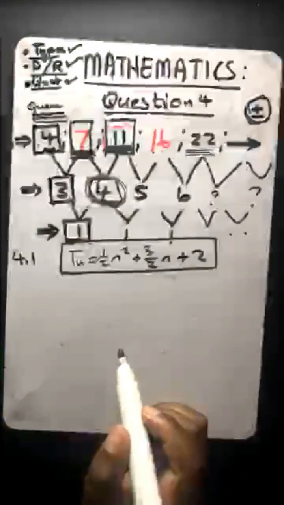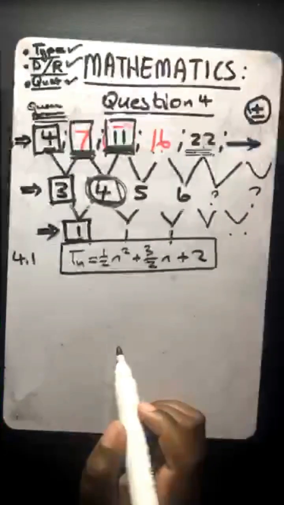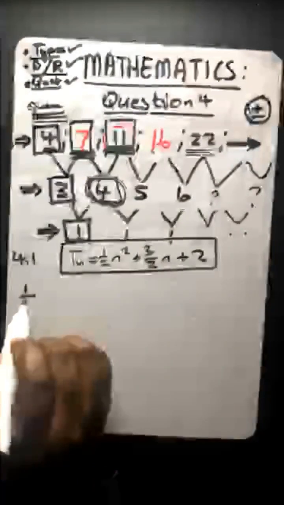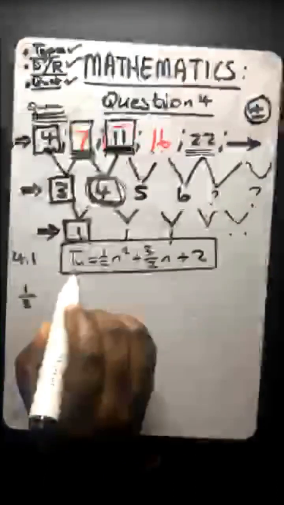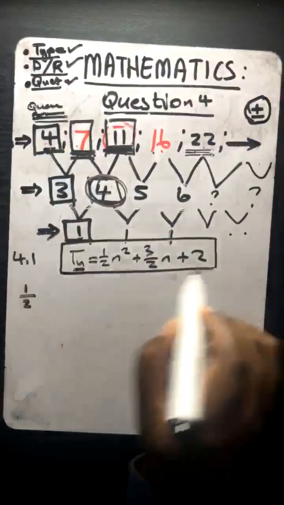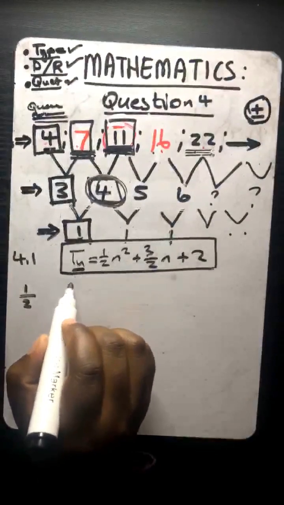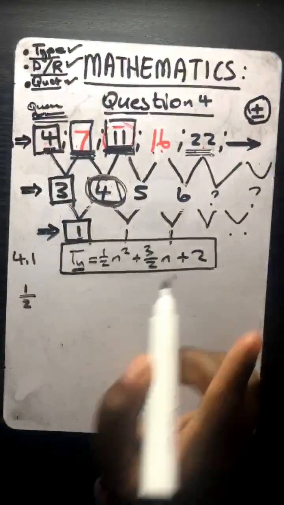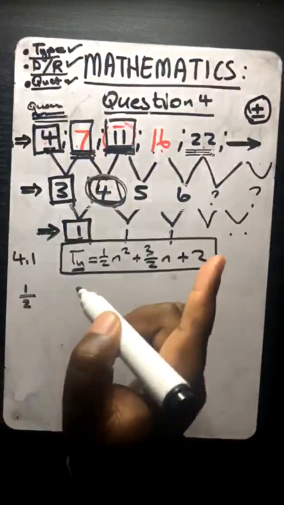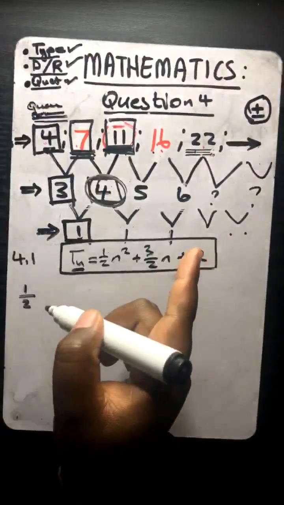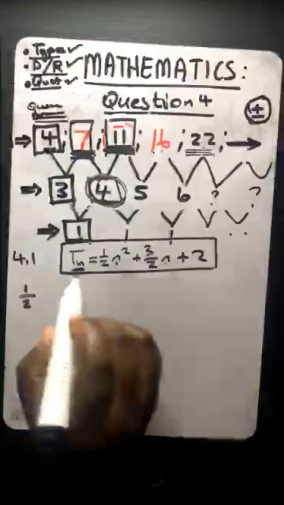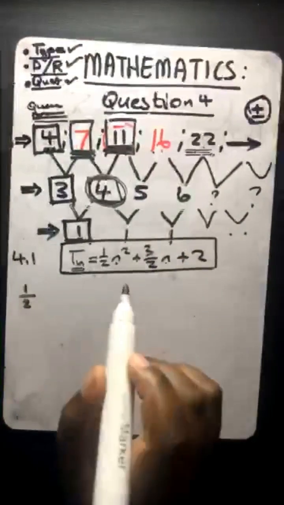So now, remember, this formula is not for calculating the stand number, but this formula is for calculating the number of people staying in that stand number. Yes, this one, n, is for the stand number, but this one is for calculating how many people are staying in that stand number.